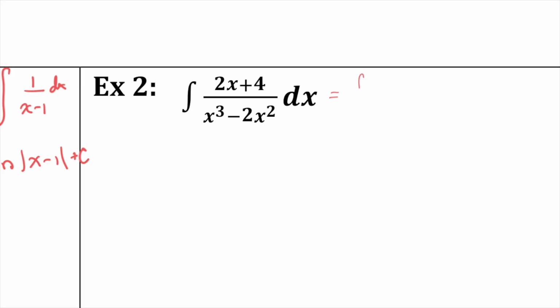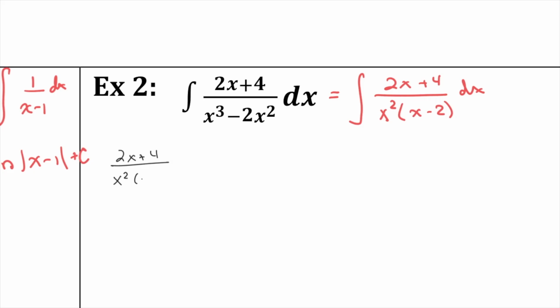Rewrite your problem. We have the integral of 2x plus 4 divided by, factoring x squared out, x squared times (x minus 2), and then we have a dx. Next, we have 2x plus 4 divided by x squared times (x minus 2) is going to be equal to, all right, let's do A over x minus 2.